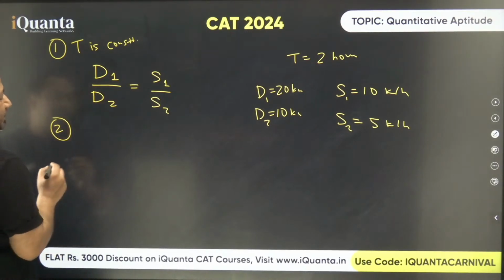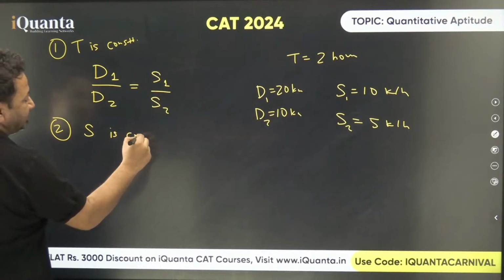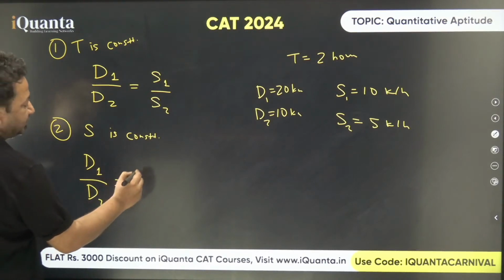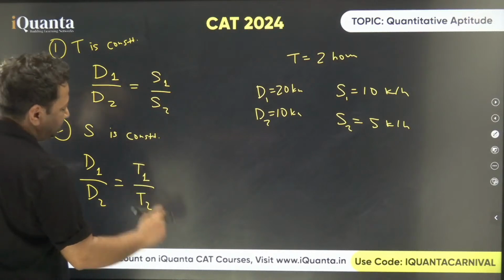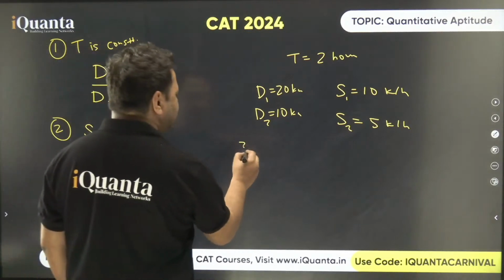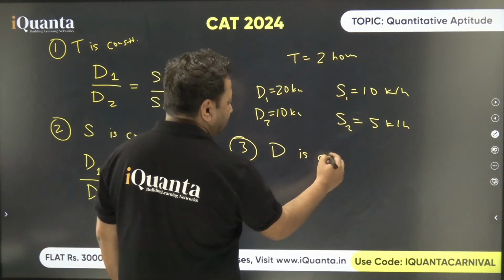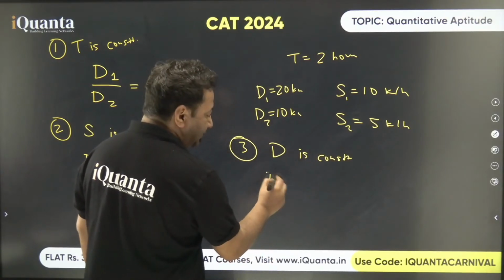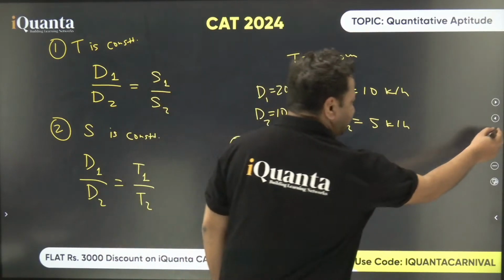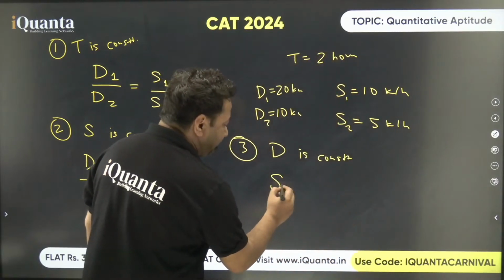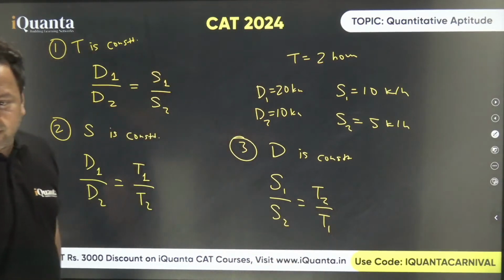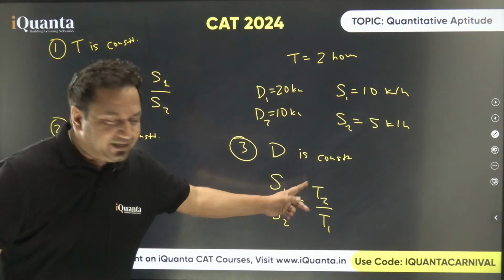Similarly, when speed is constant, then the relation between distance and time will be d1 upon d2 will be equal to t1 upon t2. Cool? Similarly, the third case, when distance is constant, we have relation between speed and time. Relation is inverse. So S1 upon S2 will be equal to T2 upon T1. Here they're inversely proportional, so it just gets reversed.